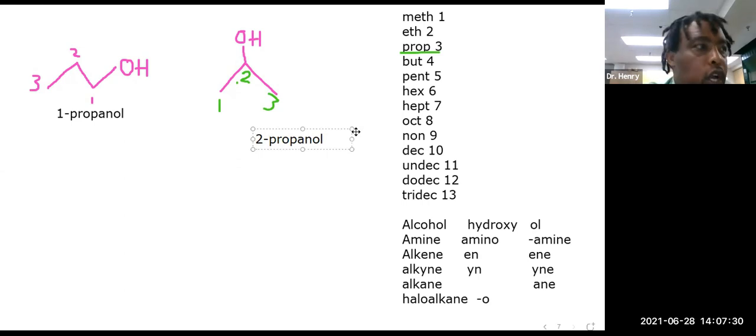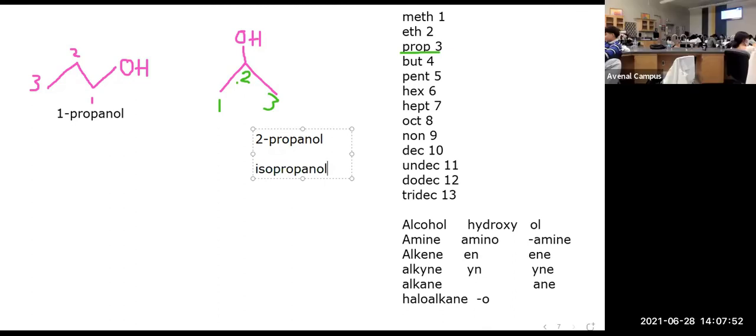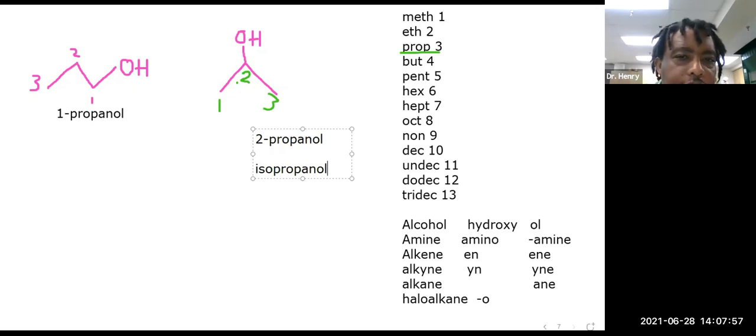Now we also have what we call common organic nomenclature. Since it's on the second carbon and both sides are equal, another name for this guy would be isopropanol. Have you guys heard of isopropanol before? Oh, yes. Rubbing alcohol, the stuff you put on your sores, like when you cut your hand. Okay, so this is what isopropanol looks like.